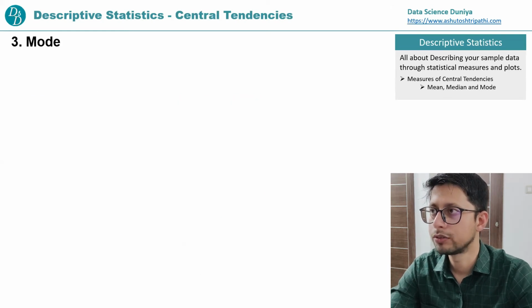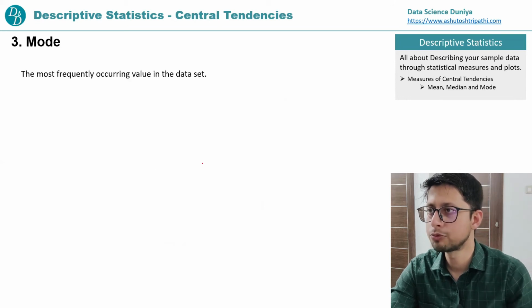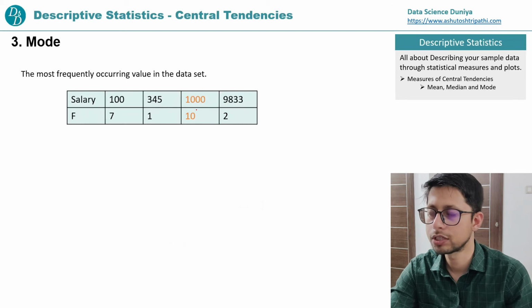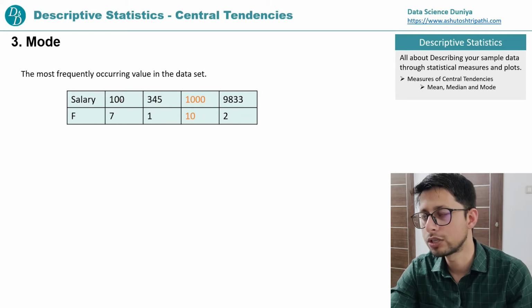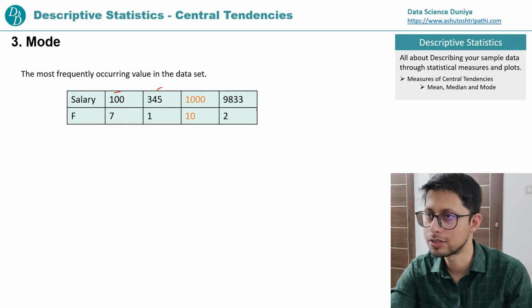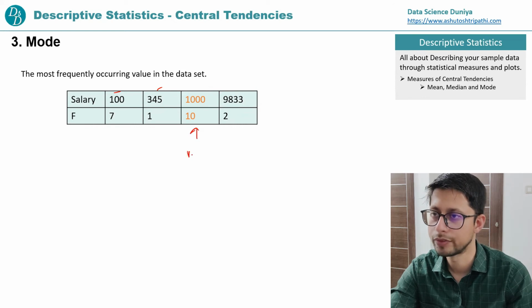Now the third one is, what is mode? Mode is very simple. It is the most frequently occurring data item in your data set. For example, we have again salaries of different employees. There are 7 employees who are getting 100k, 1 employee who is getting 345k, 10 employees who are getting 1000k, and 2 employees who are getting 9833k. So what will be the mode? Here you see 1000k is appearing 10 times, so that's why this will become your mode. So mode will be 1000.